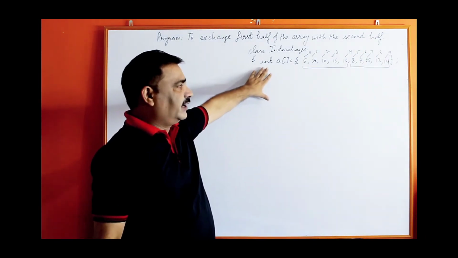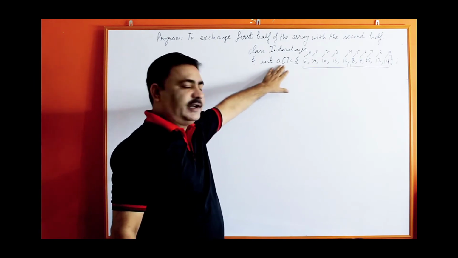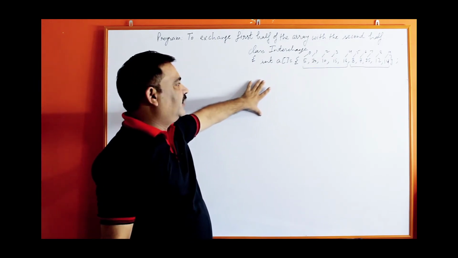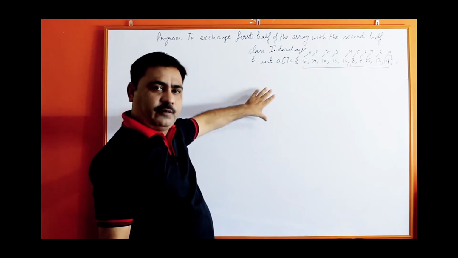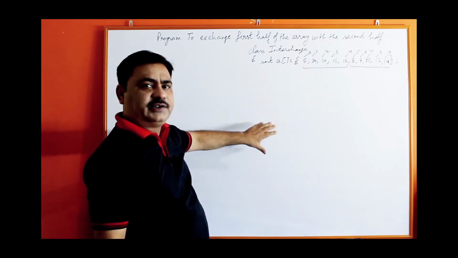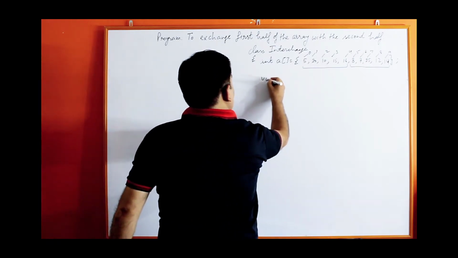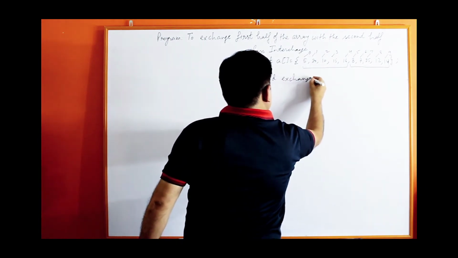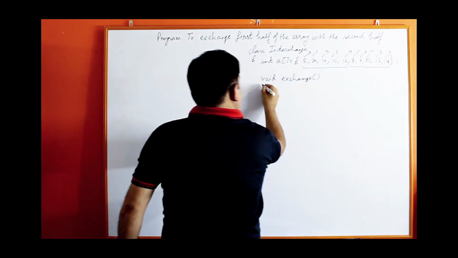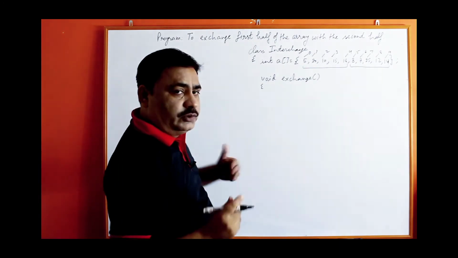I have declared the array directly. Now if you want, you can declare only the array as a data member using the accept function or input function. You can input the size and the values, and afterwards you can make one function, which I am going to make. The function is void exchange, in which you have to exchange the first half of the array with the second half. For this, what you have to do?